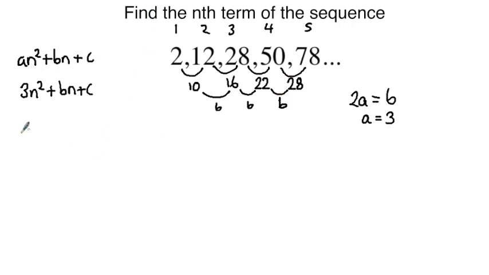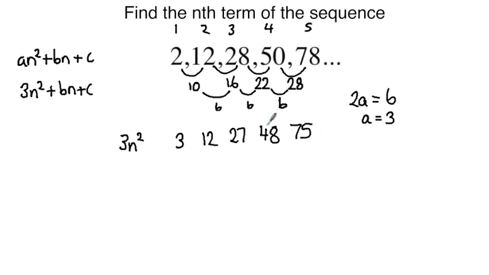So now I'm just going to write out the sequence that would be generated by 3n squared. So that's 3 lots of 1 squared, which would be 3. 3 lots of 2 squared will be 12. 3 lots of 3 squared will be 27. 3 lots of 4 squared will be 48. And 3 lots of 5 squared will be 75.